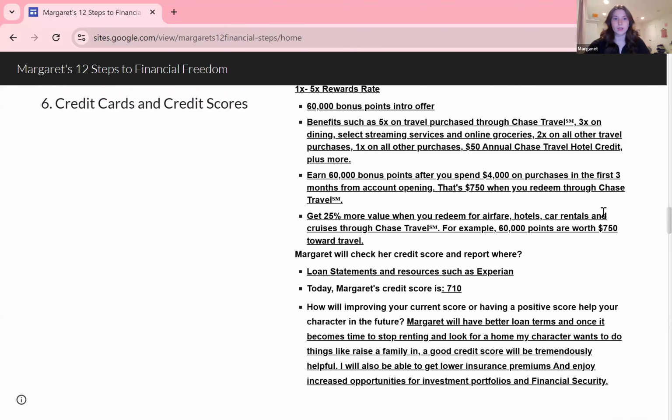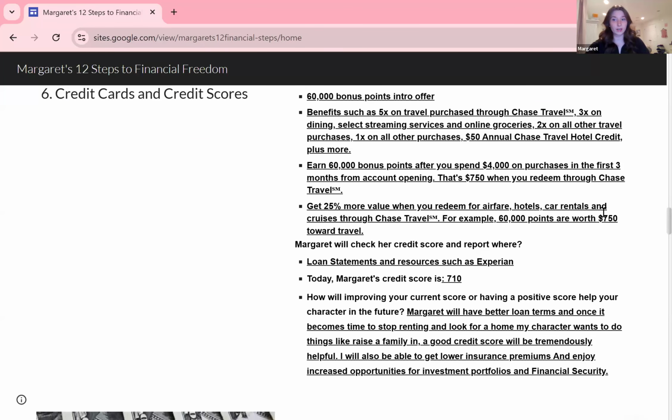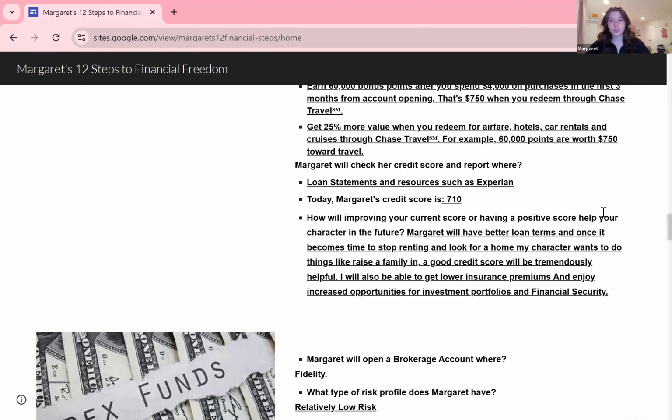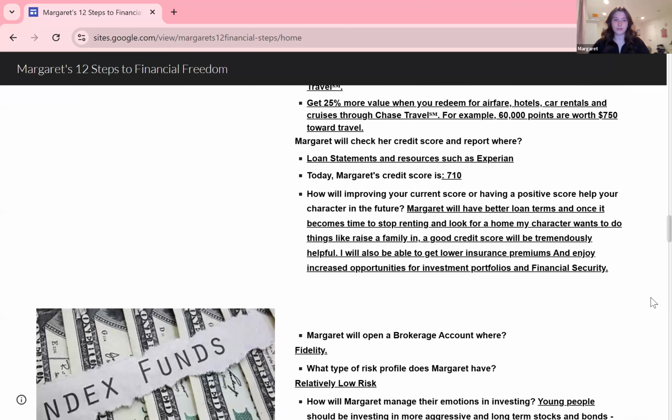And we're going to be looking at credit scores because this is a very important part of getting a credit card, starting to gain financial freedom, and our credit score can have truly so much impact on our future. So this is super important to take very seriously in looking at the type of credit card that we are going to get for our character.